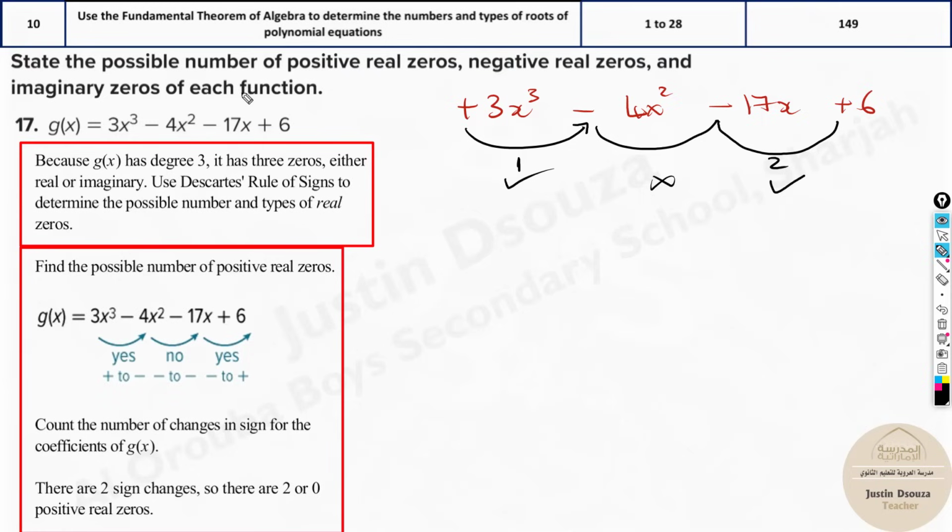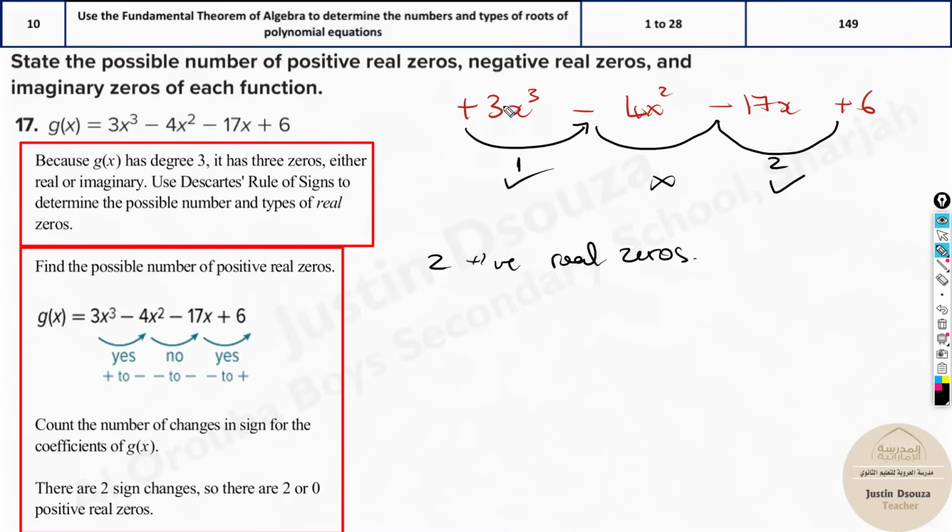That means, for this original equation, 2 sign changes means there can be a maximum of 2 positive real zeros, not imaginary, real zeros. This is the first case.